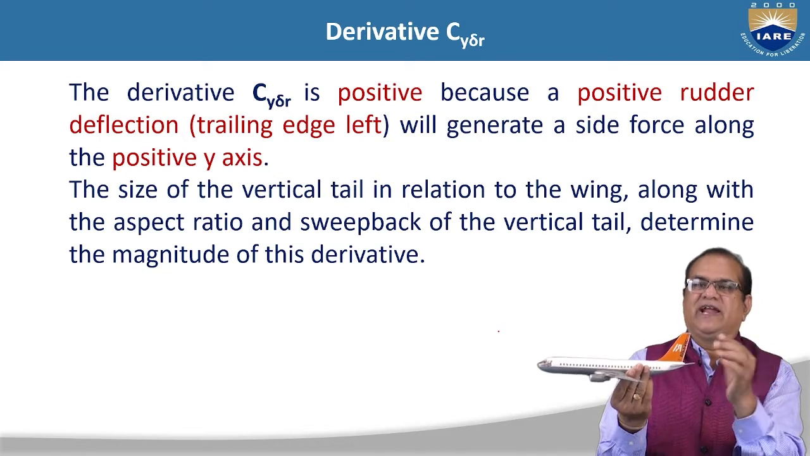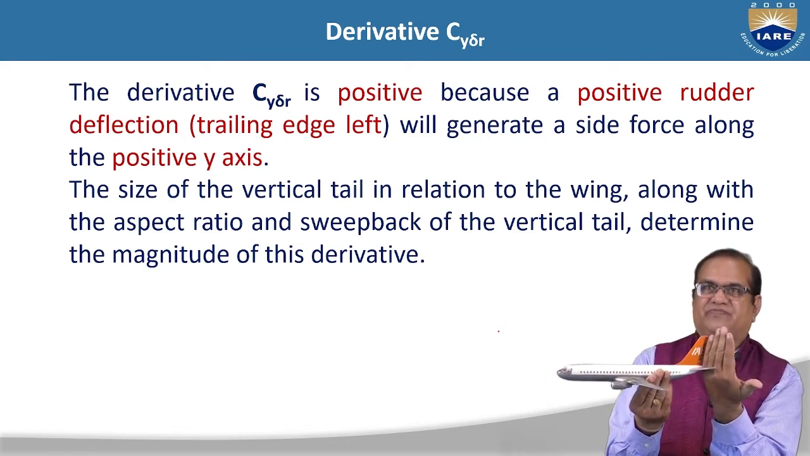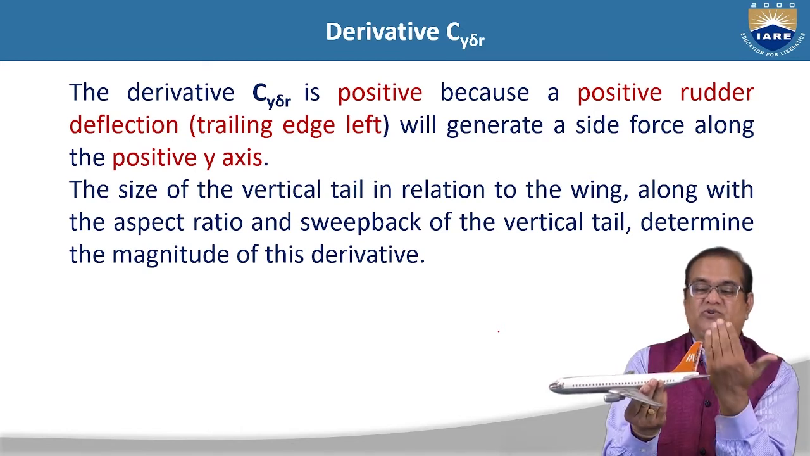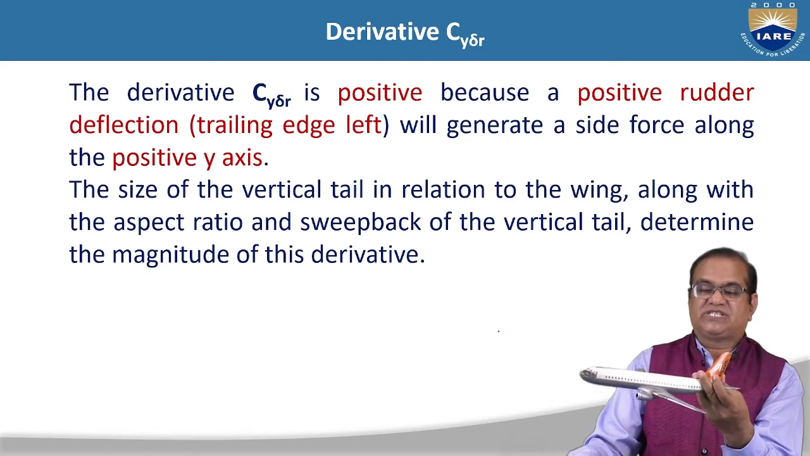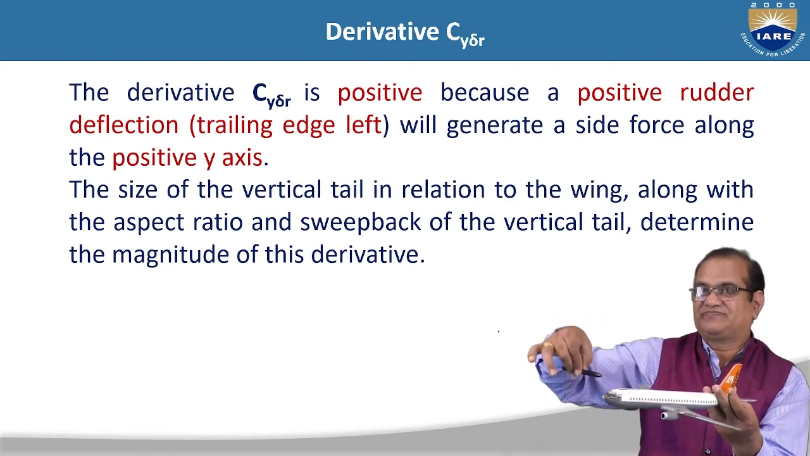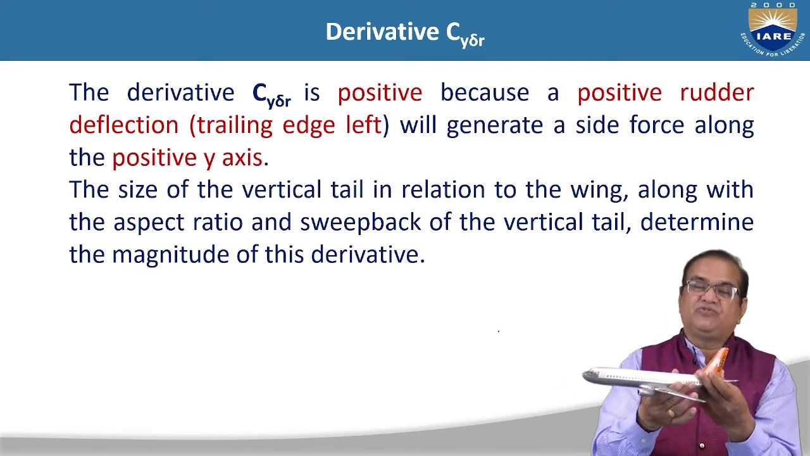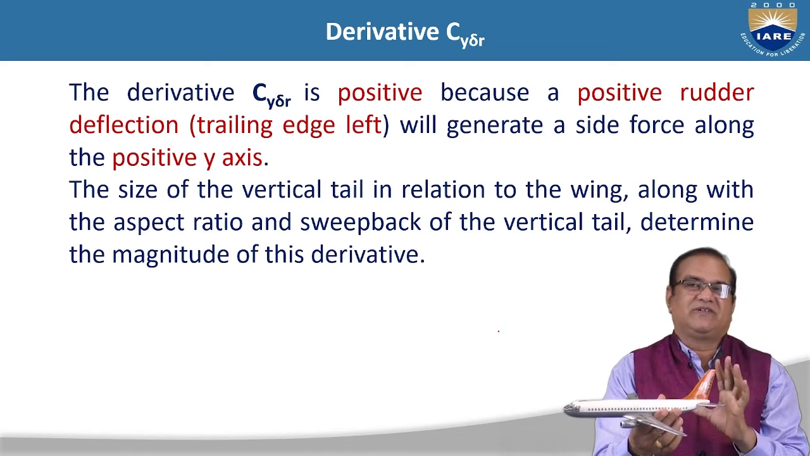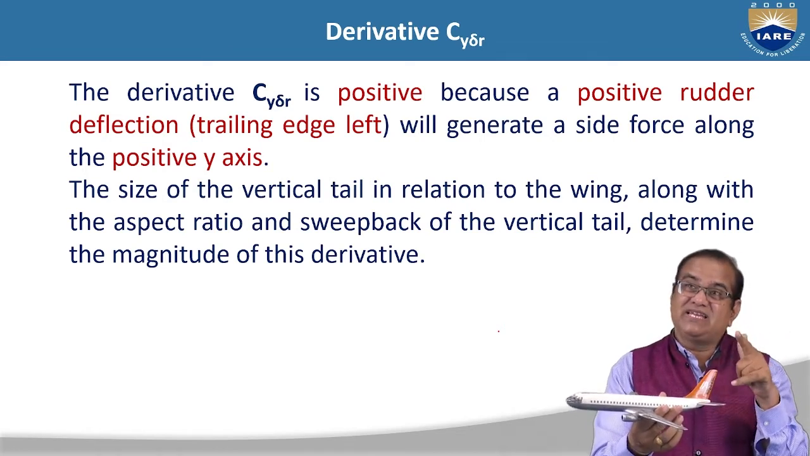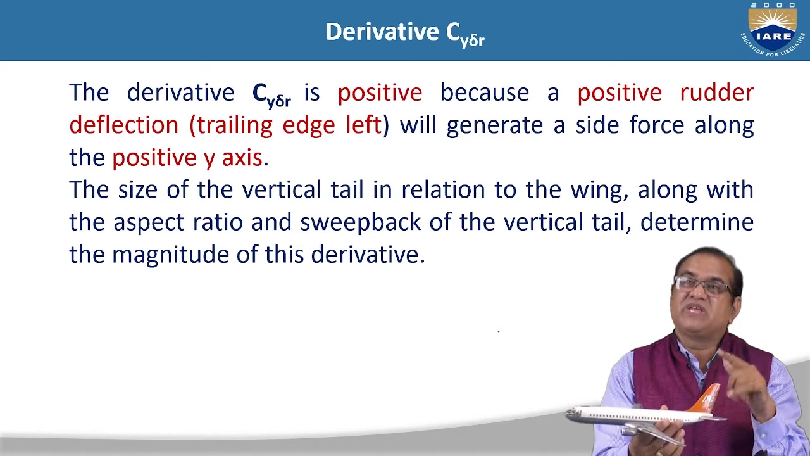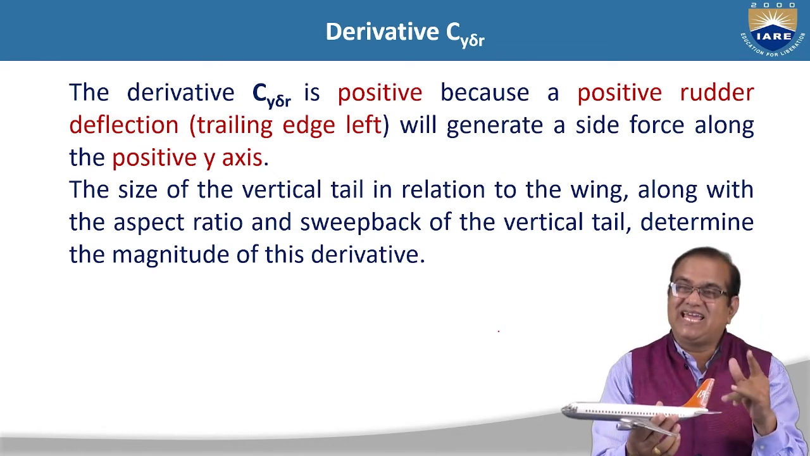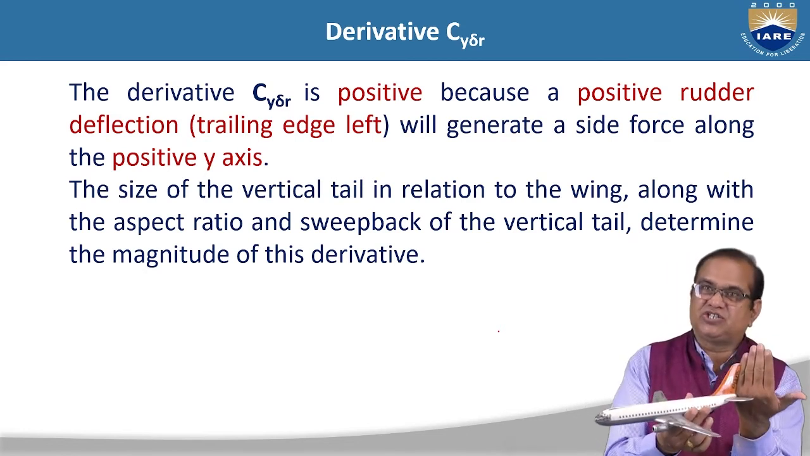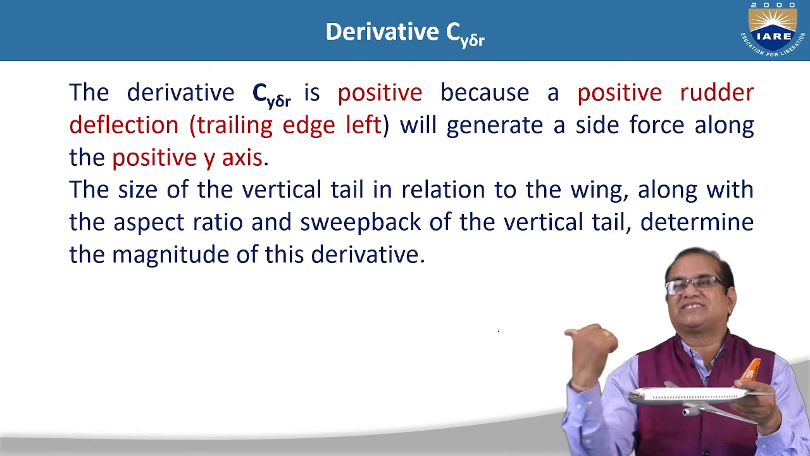So if the trailing edge is left in this way, it will generate a side force along the positive Y. If you deflect like this, a force will be generated in this direction. So the positive deflection will generate a positive force. But in the rolling case, it was opposite. In Cy beta it was opposite, and Cy delta A also is opposite. But here it is not the same. If you deflect positive, a force in the positive direction will act.